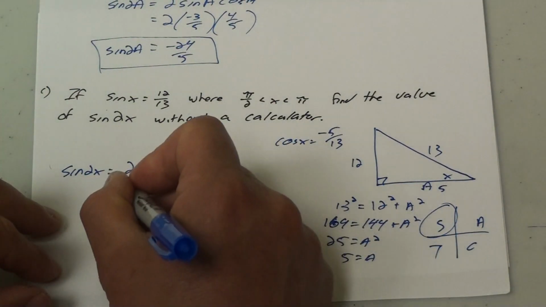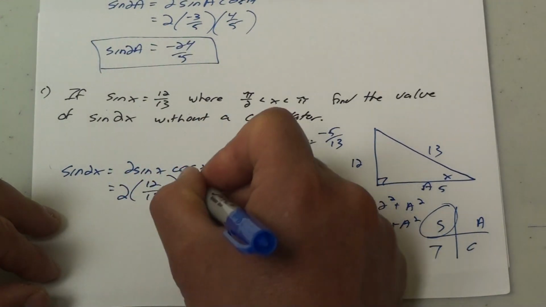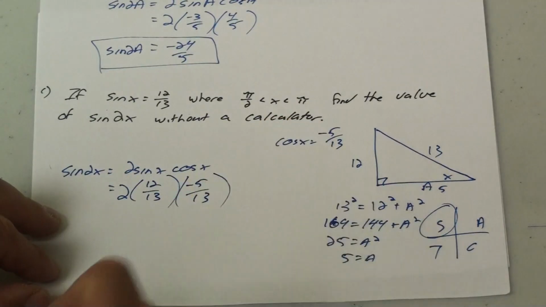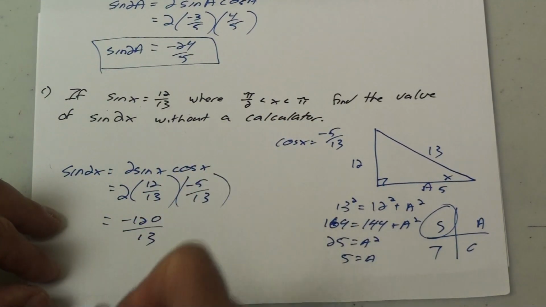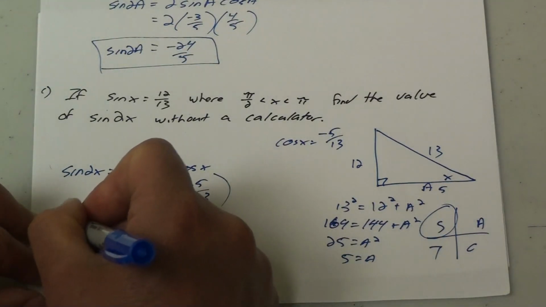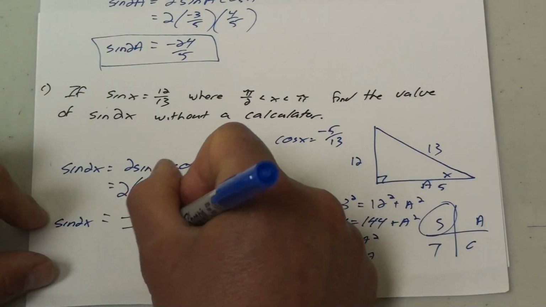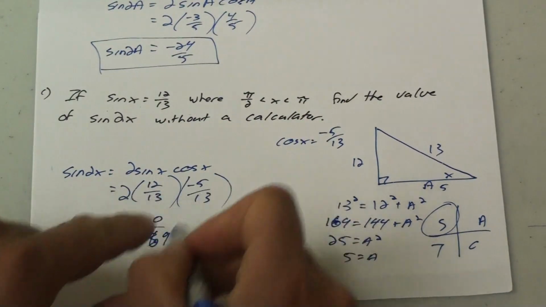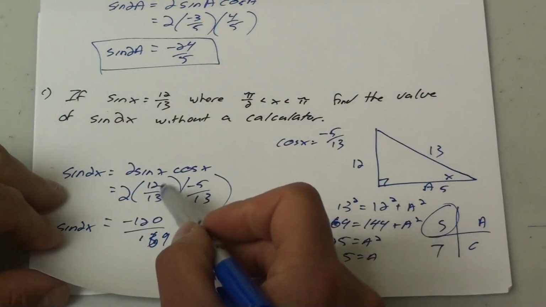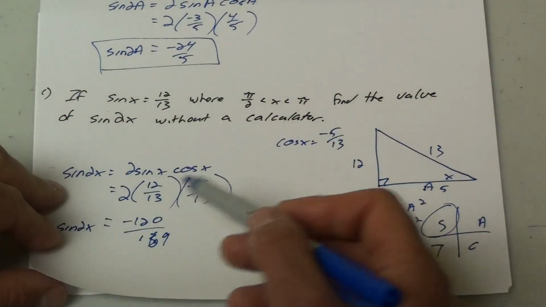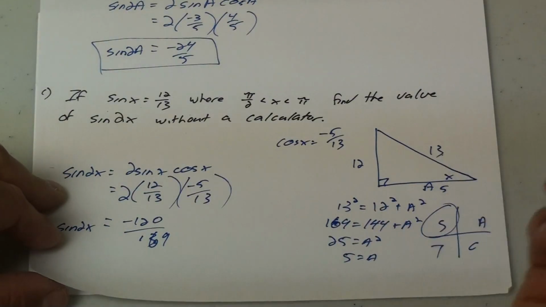So I have my two values now. I have 2, and I have 12 over 13 for my sine x, and my cos x was negative 5 over 13. Put them in. I'm going to get negative 120 over 13 as an answer for sine 2x. Okay? Oh, sorry, over 169. Bad math. Multiply 13 times 13, 169. Okay, so before you can figure out what the missing one was, use a right angle triangle, set up your opposite and hypotenuse, and figure out your adjacent. Use the Pythagorean theorem.